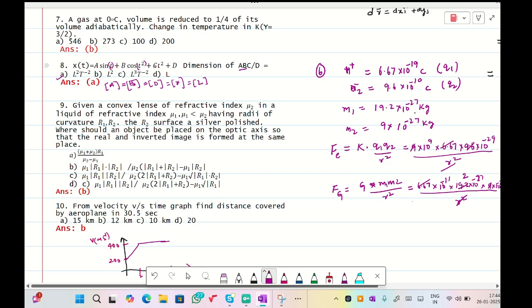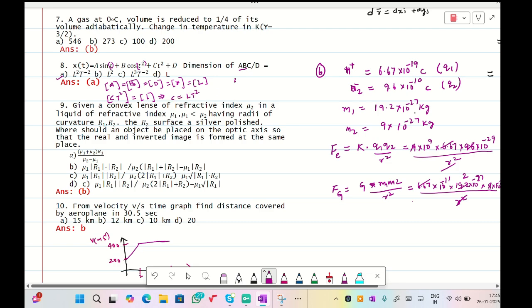Now C I want to find out. Therefore the dimension of C t square is equal to the dimension of X. So this is X of t, meaning the variation of displacement with respect to t. Don't think like that, the question has been taken like that. C into X equals L. That implies C is equal to L T power minus 2.